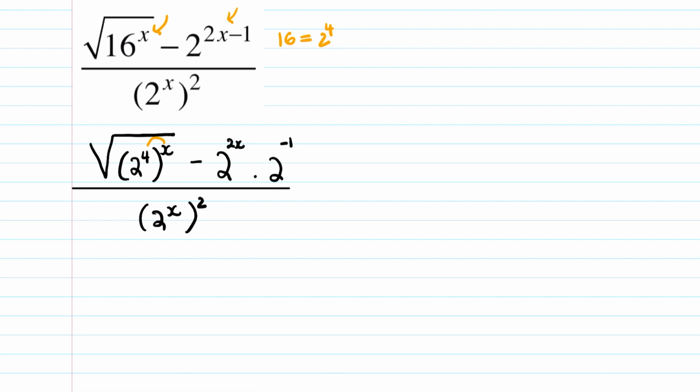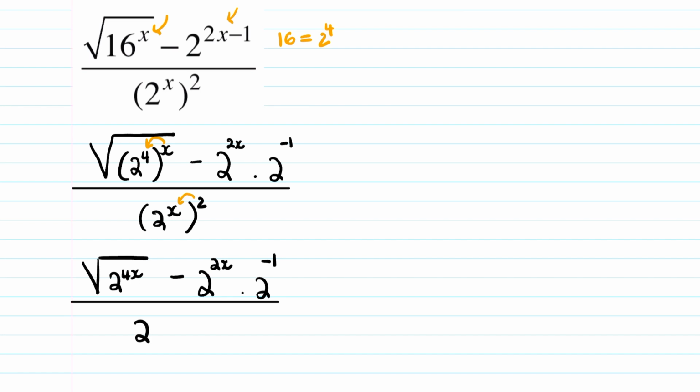Right, so the first thing I want to do here is multiply that x into the bracket with the 4. So we are going to have the square root of 2 to the power of 4x, minus 2 to the power of 2x times 2 to the power of negative 1. Now at the bottom of my fraction, I'm going to multiply this 2 with x so I can take the brackets away. So I'm going to have 2 to the power of 2x here.